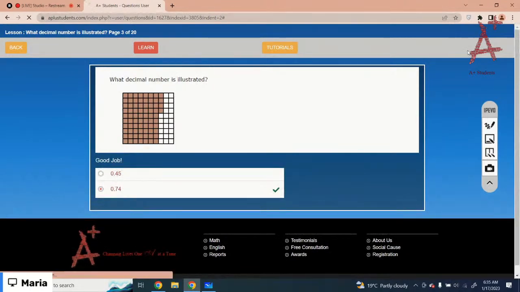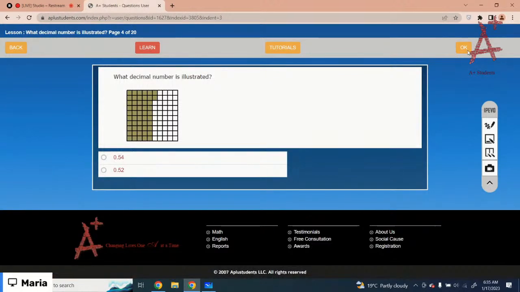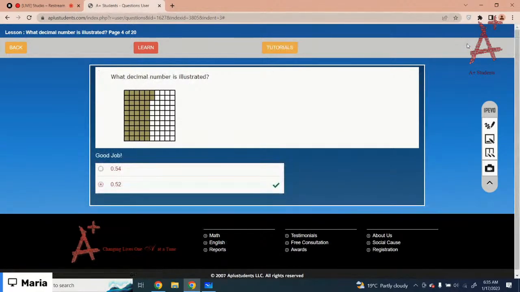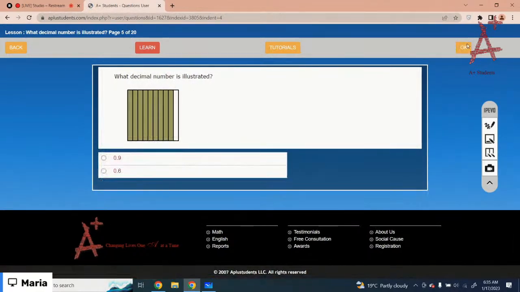Okay. What decimal number is illustrated, which is the correct option? Yes, that would be 5 complete lines and 2 boxes. That would be 0.52. Got it? Okay, what decimal number is illustrated, which is the correct option? That would be 0.9. Got it? The correct option is 0.9.